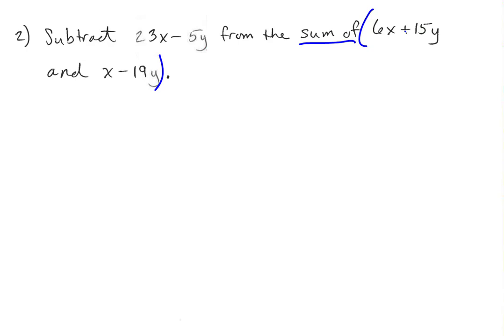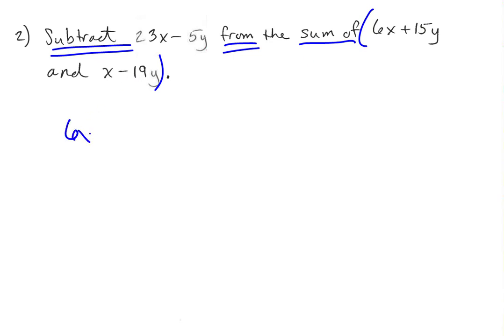But before that, we saw a keyword subtract, and we have to keep the order carefully with subtraction because the order does matter. It says subtract 23x minus 5y from, so there's your key pairing of words, subtract from. So if you're subtracting from something, then whatever's after the from has to come first, which in this case is the sum of. So we're going to put the sum of these two terms, which is at the end of our little sentence here, first.